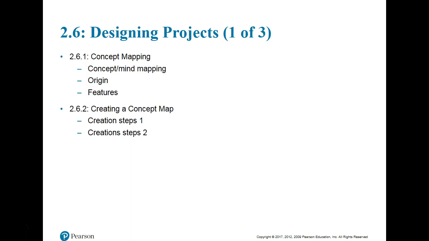Joseph Novak and his colleagues from Cornell University in the 70s are the originators of concept mapping. It features things like a flow chart, nodes, lines, and labels. There's an example here in a few minutes. It also features propositions, which are the elements of the meaning of your concepts. So, how do you create this concept map?